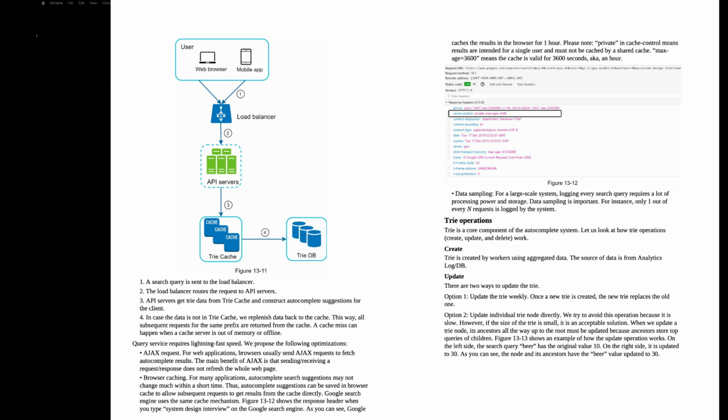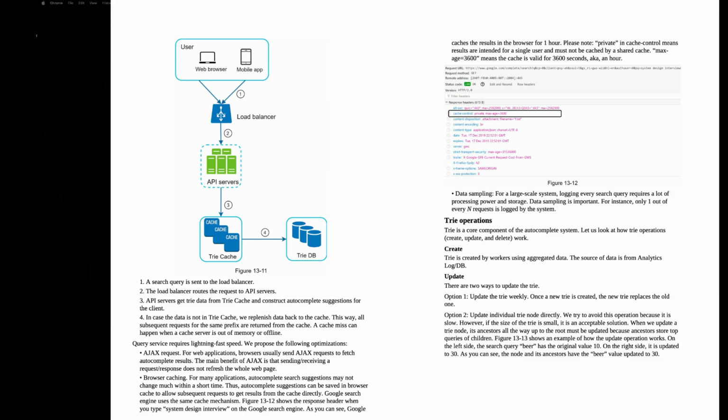So the query service requires lightning-fast speed. An Ajax request is used to fetch autocomplete. Okay, Ajax is quite an old thing, right? I read about Ajax when I joined the company 5 years back. The benefit was that you don't have to load the entire page. Ajax stands for asynchronous JavaScript. Even if you use Axios in JavaScript, a package there, that is also a kind of Ajax request. I'm not aware of that. I used Axios 5 years back, so I'm just recalling that. Anyways, let's move on.